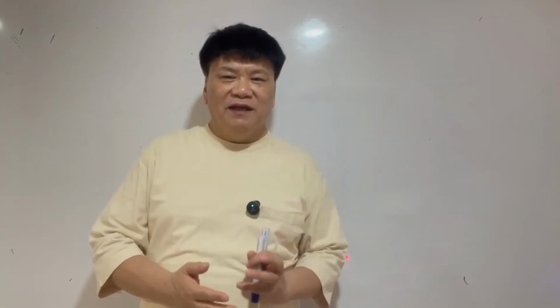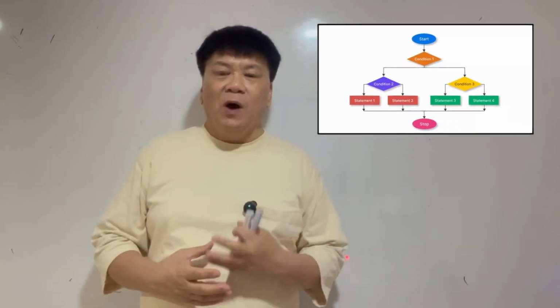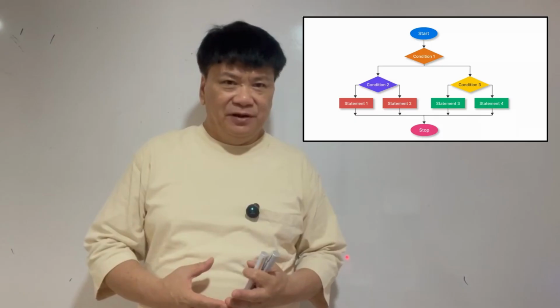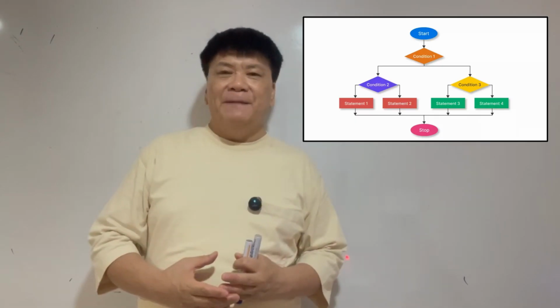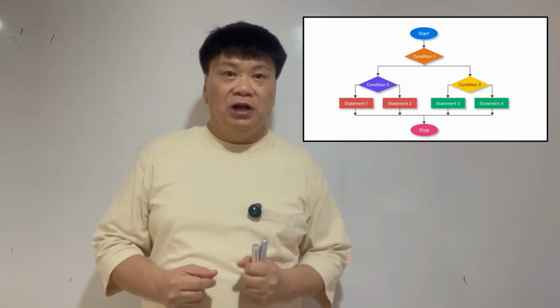Have you ever wondered how a program makes decisions? How does it choose between one action and another? In C programming, this is made possible through the selection control structure, also known as decision making.